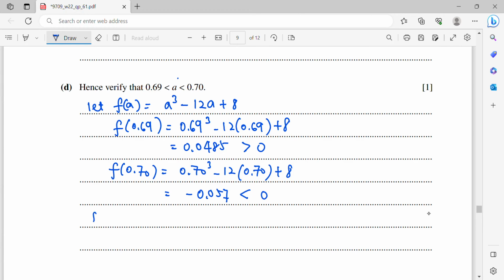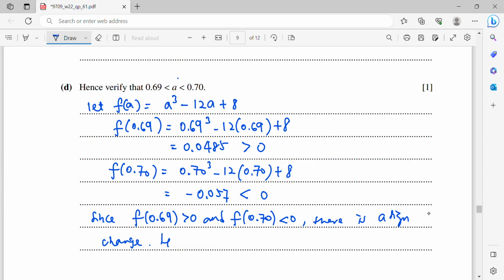So now I will write, since the first f is greater than 0 and the second f is less than 0, there's a sign change. Okay, hence alpha, or the a, is between 0.69 and 0.70. Alright, so that is the D for this question.